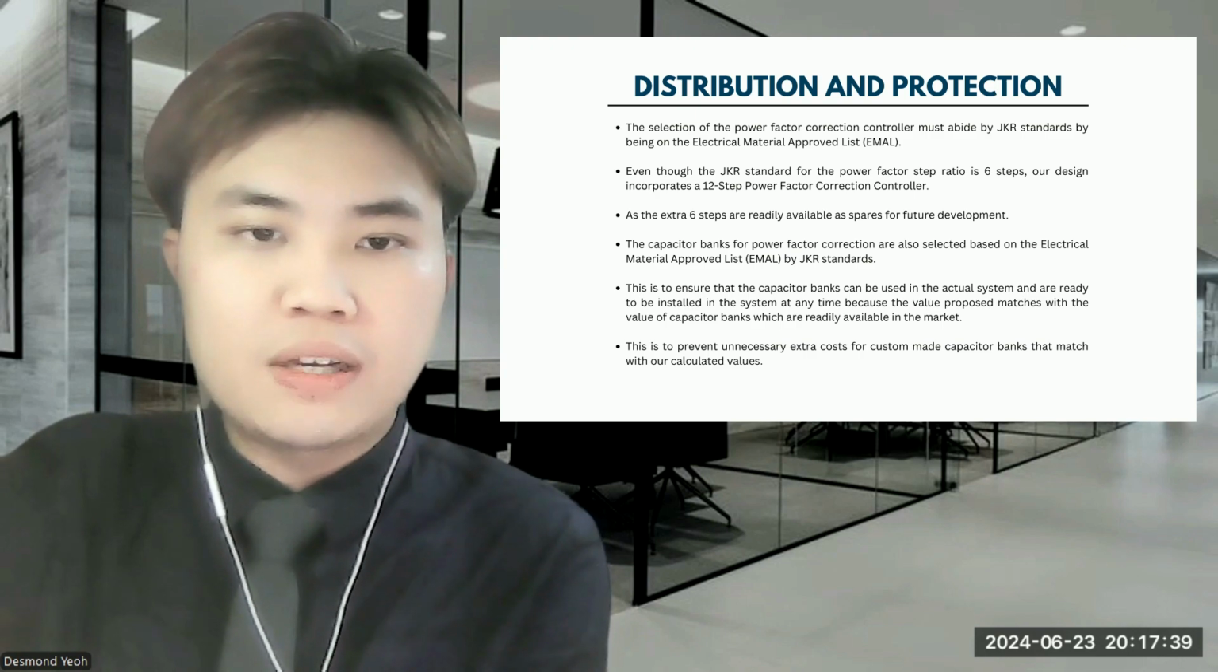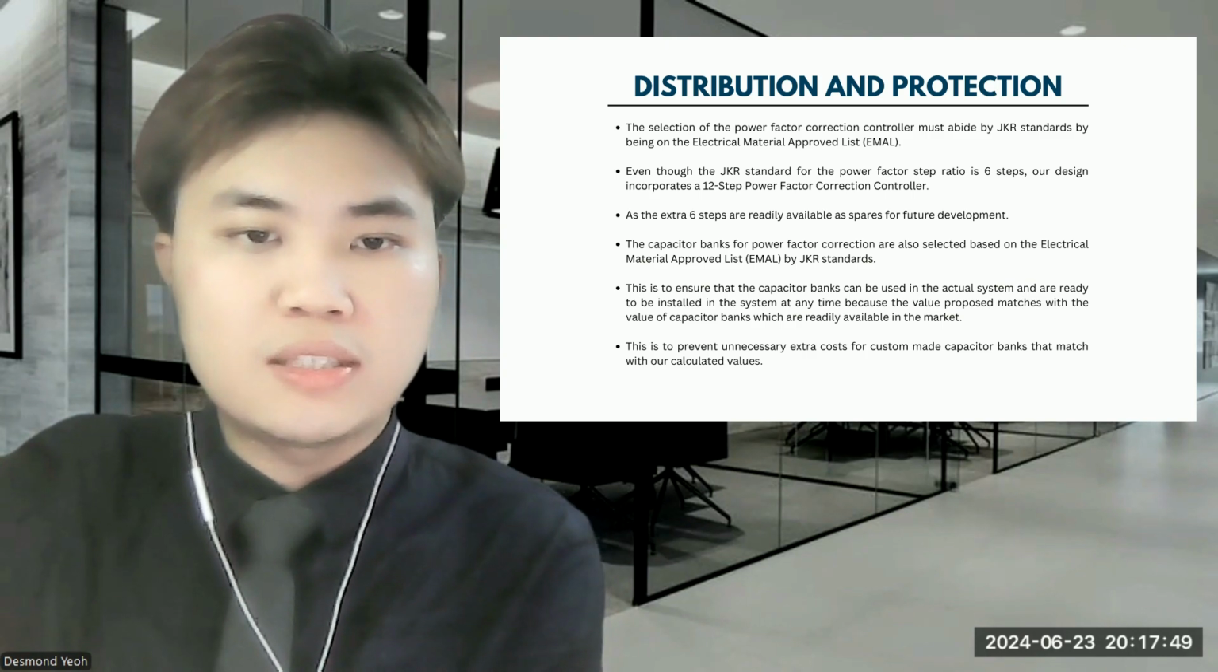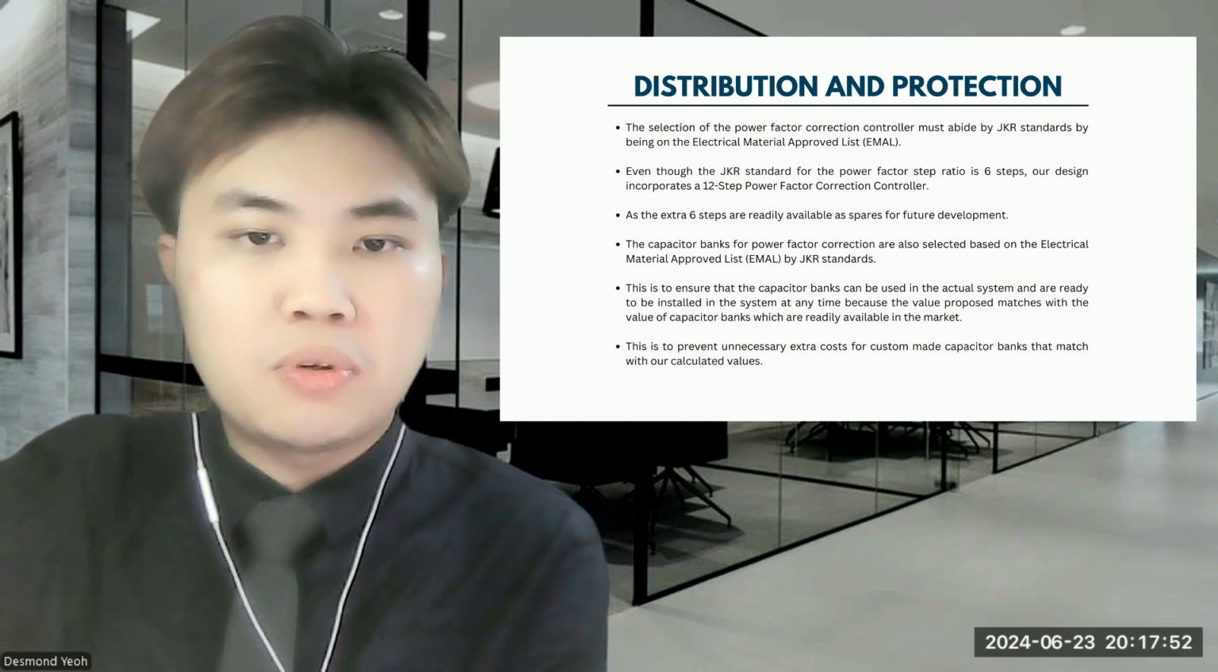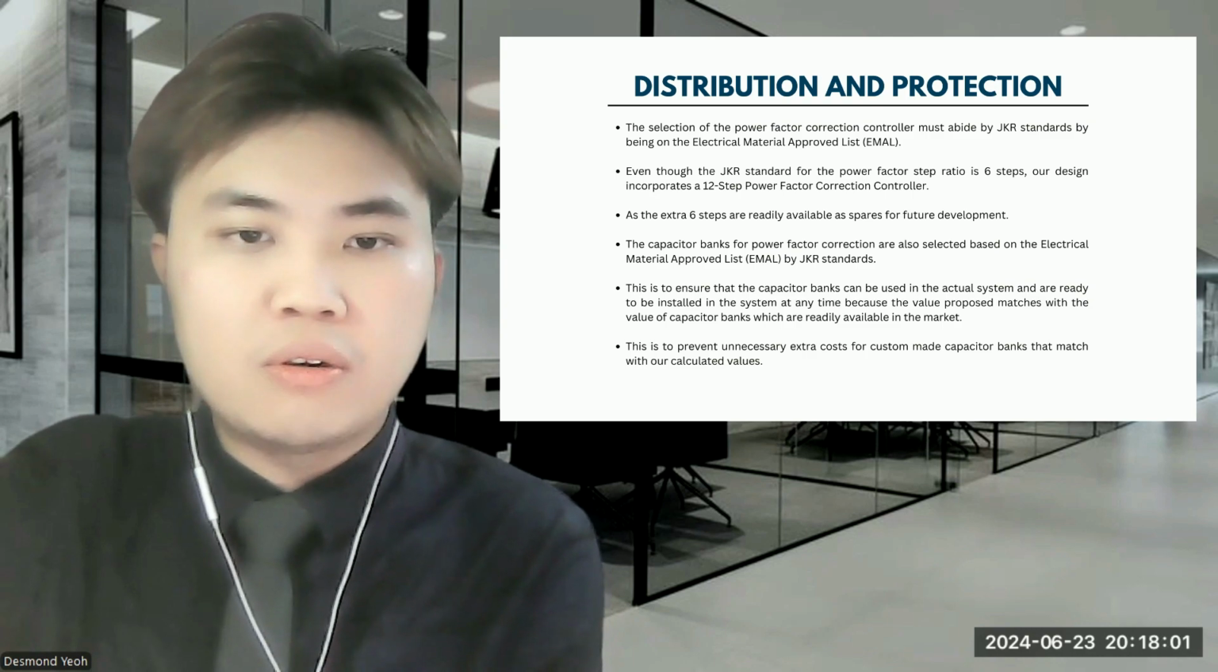The capacitor banks for power factor pressure are also selected based on EMA by JKR standards. This is to ensure that the capacitor banks can be used in the actual system and are readily to be installed in the system at any time, because the value proposed matches the value of capacitor banks which are readily available in the market. This is to prevent unnecessary extra costs for custom-made capacitor banks that match our calculated values.